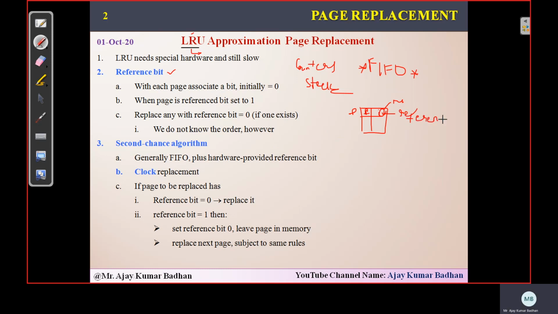Every page will have its own reference bit, and this reference bit can take only two values, 0 or 1, because it's hardware support, and hardware can understand only one language, that is binary, zeros and ones.